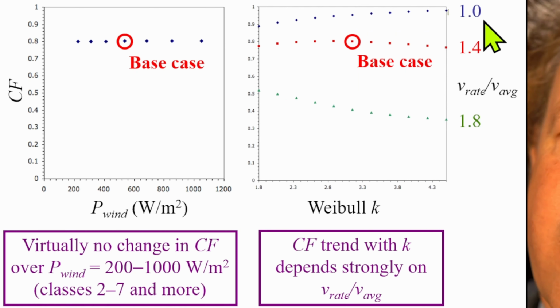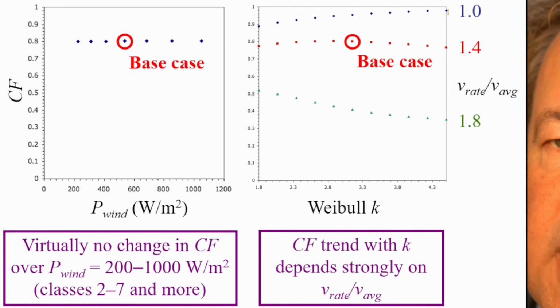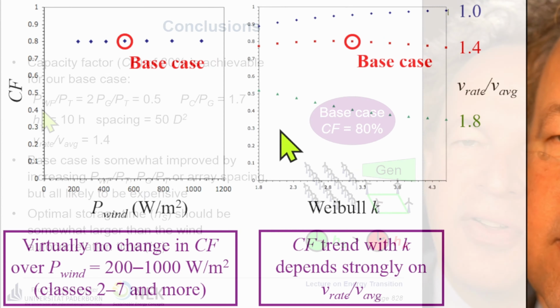So you would have a high capacity factor if you would derate your windmills and buy a lot of them. If you would go to a factor of 1.8 of V rated towards V average, you see that the capacity factor is very much lowered. So what you see here with the Weibull factor, this is not the most relevant parameter. Much more relevant is here this relation V rated divided by V average.